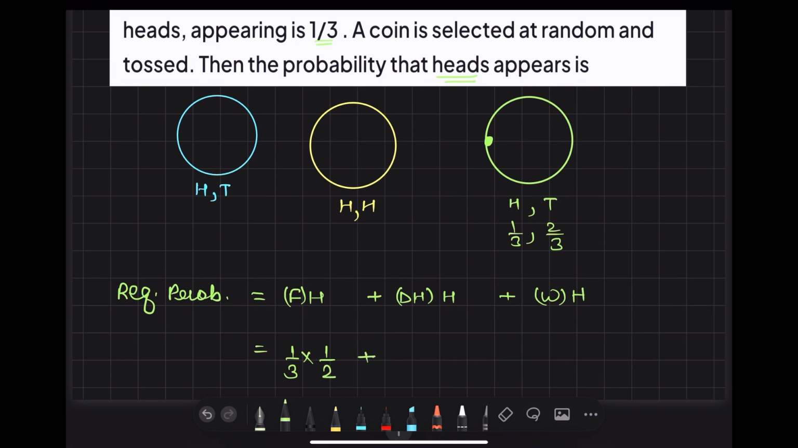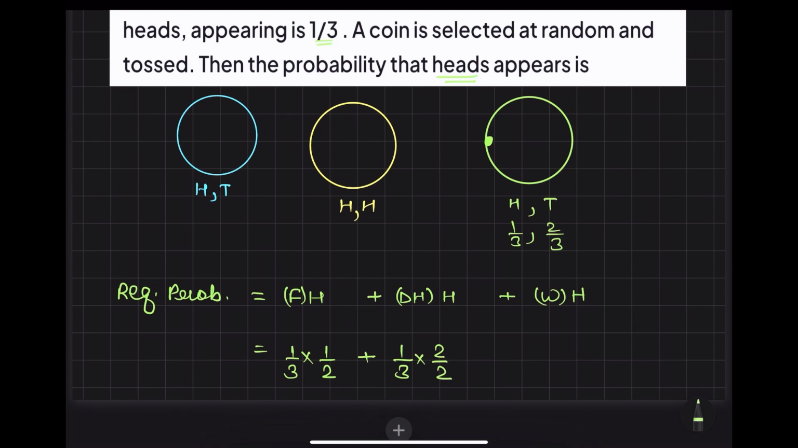Now what is the probability of selecting the double headed coin? Again it is 1 by 3. Now what is the probability of getting head? It is 2 by 2, both sides having head only. Plus, what is the probability of selecting the weighted coin? 1 by 3, because there are 3 coins out of which one is weighted. Now what is the probability of getting head in this case? It is 1 by 3.